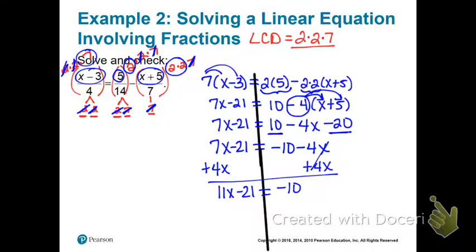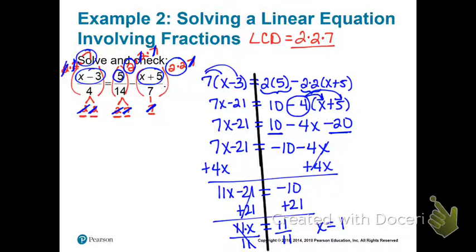Now I'm going to move my non-x's to the right, so I'm going to add the 21. Remember, we always do the opposite. And since it was a negative 21, we're going to add it. And so we get 11x equals 11. Then this is 11 times x, so to get rid of that 11, we do the opposite, which is divide. And so 11 divided by 11 cancels, so we get x equals. Even though they cancel on this side, we still know 11 divided by 11 is 1.